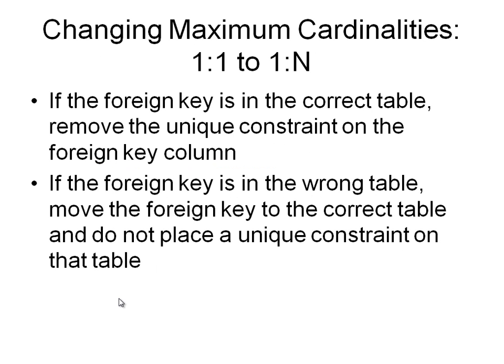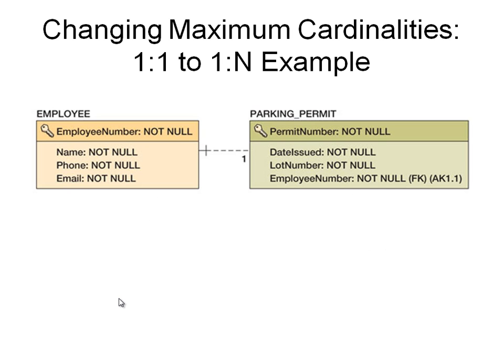For changing maximum cardinalities from 1 to 1 to 1 to many, if the foreign key is in the correct table, remove the unique constraint that is on the foreign key column. If the foreign key is in the wrong table, then move the foreign key to the correct table and do not place a unique constraint on that table. For example, if employee is the parent table, and employees are to have multiple parking permits, we drop the constraint that parking permits employee number be unique.